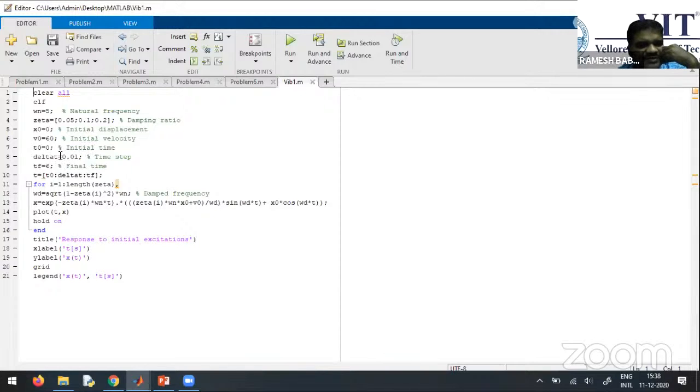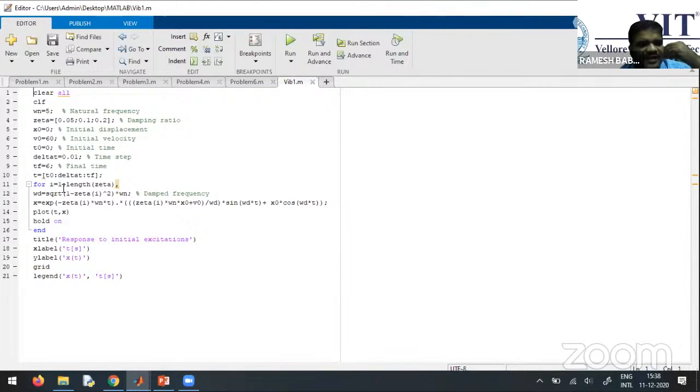So t initial time is equal to 0, delta t which is equal to 0.01, then tf the final time is equal to 6. So t is equal to t naught, delta t, tf. Otherwise the same values also we can give. We can reduce the number of lines, that is also possible.